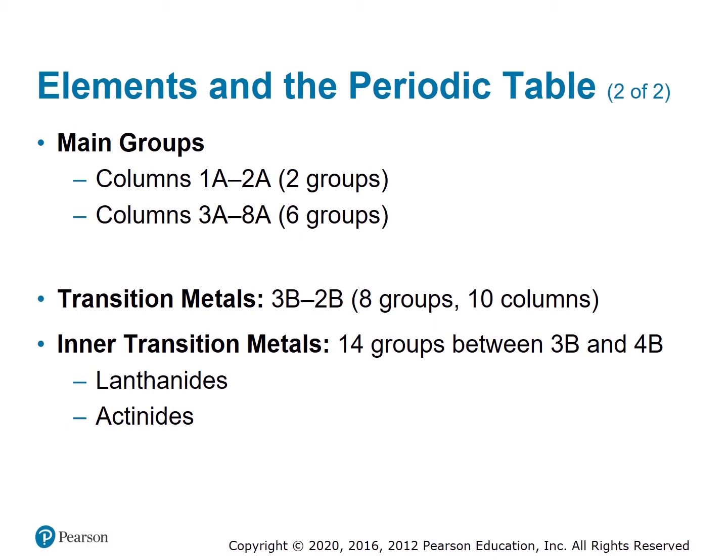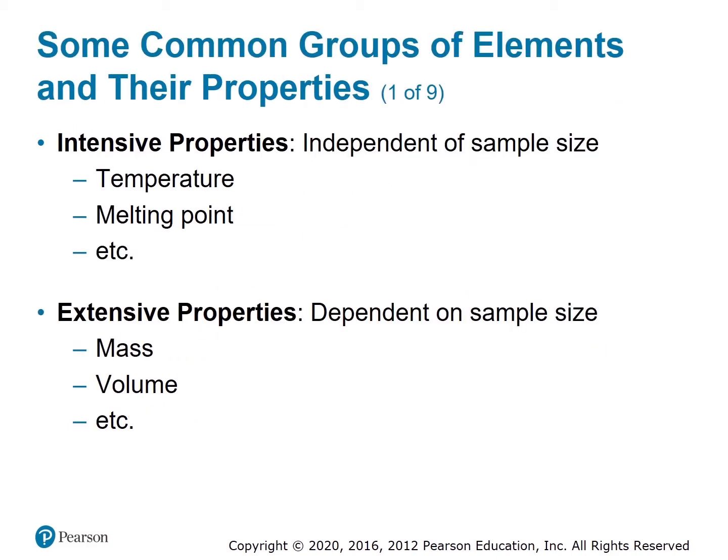The main group elements are all those in groups 1 to 2 and 13 through 18. The transition metals are in groups 3 through 12, and the lanthanides and actinides are the 2 rows below the rest of the table. Other ways of classifying elements that we'll look at do so along lines of similar chemical and physical properties. Let's briefly go into those terms.